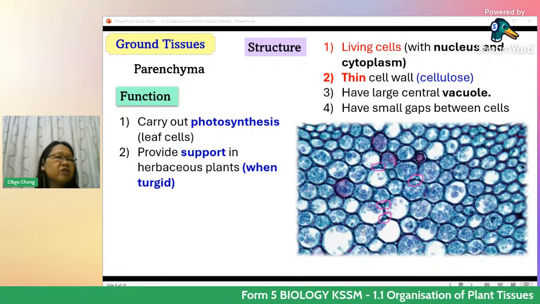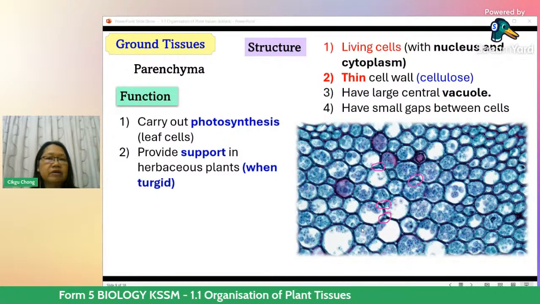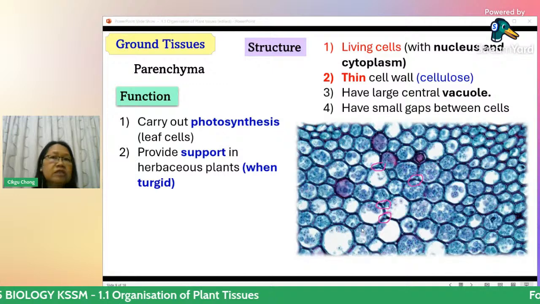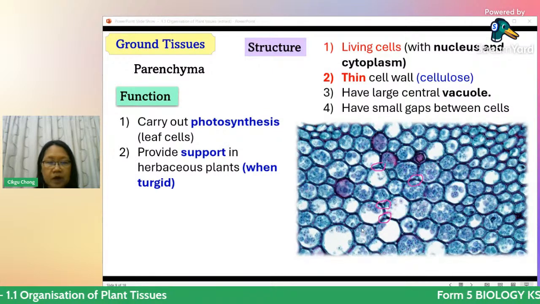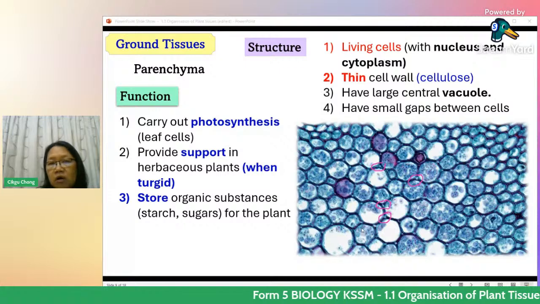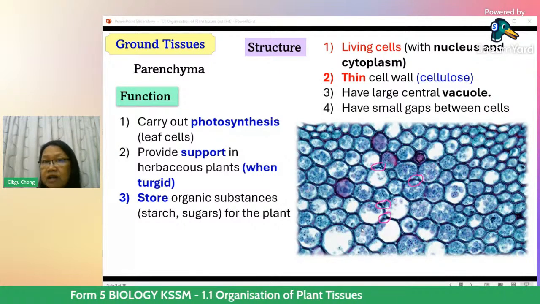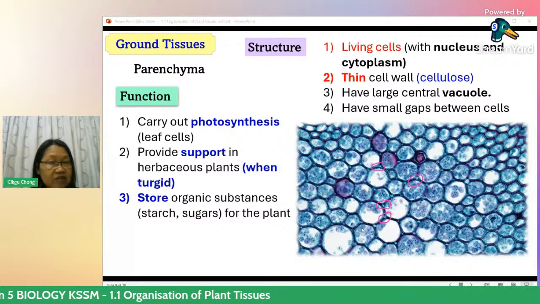But of course, this support is not very strong compared to the collenchyma and the sclerenchyma, because for those two, the cell wall is much thicker. And next one, this one I already mentioned. They store organic substances, sugar, starch, and that. I'll give you an example like potato. Potato is underground, correct?